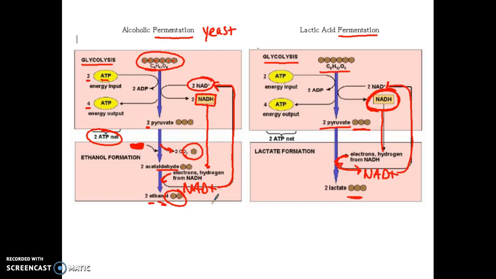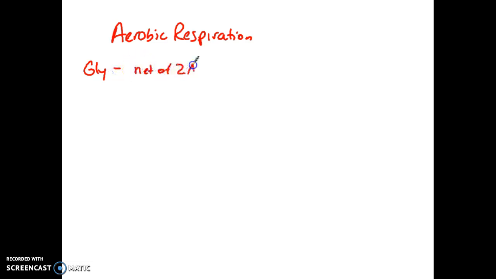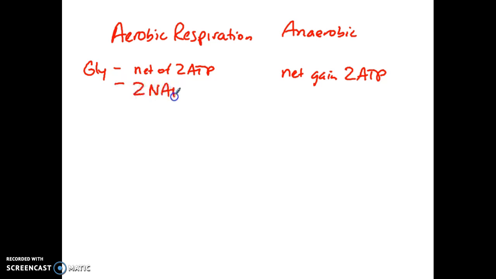So let's compare the numbers here. We have aerobic versus anaerobic. In aerobic respiration, we had glycolysis, and in glycolysis, we have a net gain of 2 ATP. We look over here at anaerobic, and the same row would also give us a net gain of 2 ATP. But in glycolysis with aerobic respiration, you also produce 2 NADH.